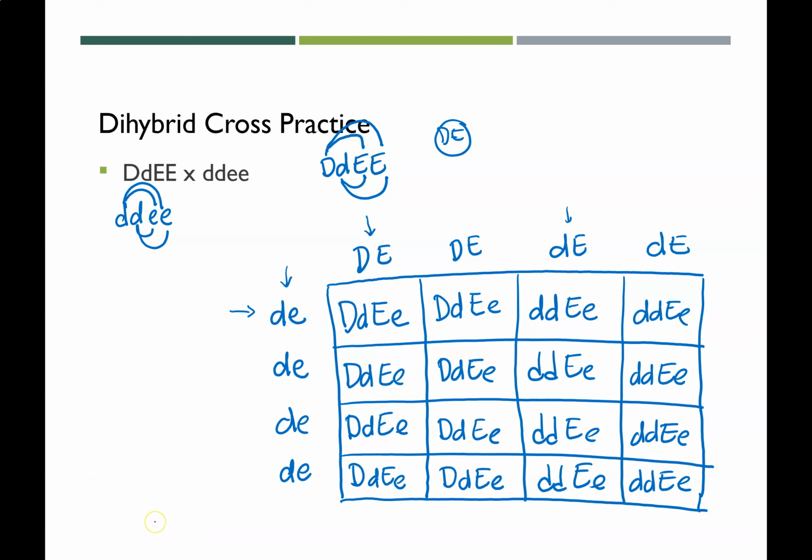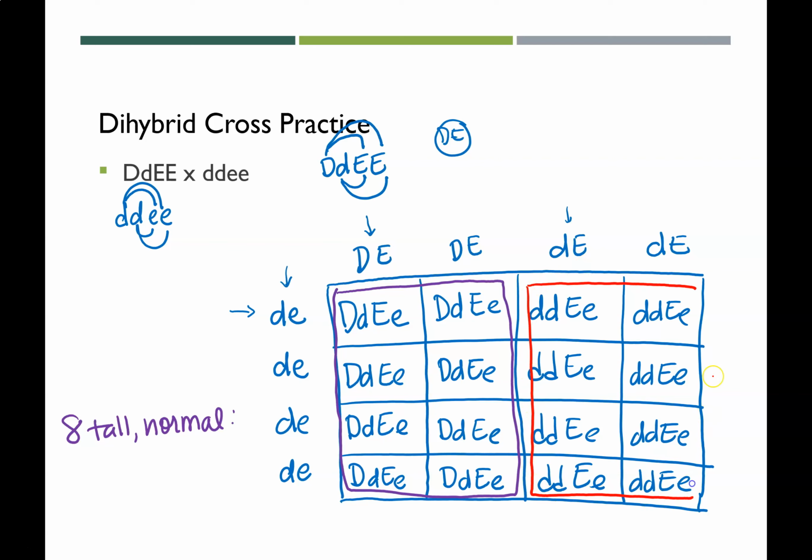All right, so these plants over here are all going to be tall with normal leaves. So we've got eight tall and normal. And over on the other side, we've got dwarf size with normal leaves. So all eight of these are going to be dwarf and normal. Notice that this is a dihybrid cross, but it does not follow that 9 to 3 to 3 to 1. That's because our combinations up here are different. Notice also that there are no little e combos. So we have no elongated leaves from this particular cross.